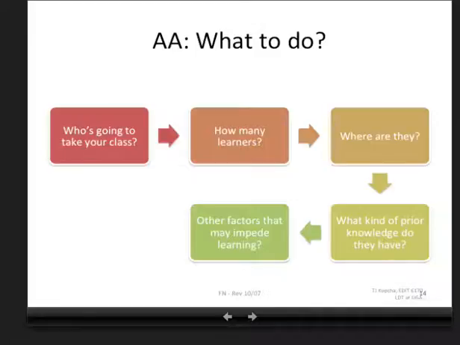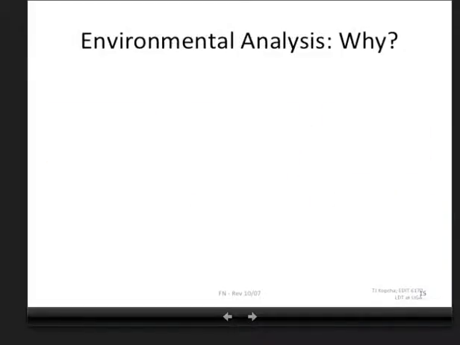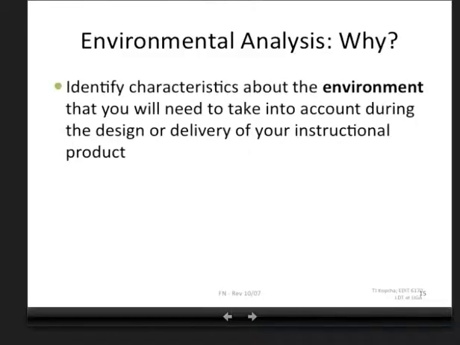So not only can your audience tell you what they think a problem might be, you also need to know a lot about who they are and what their demographics look like so that you can develop your instruction properly. Same thing with the environment. The environment can tell you what the root of a problem is, but you also have to look at the environment to figure out what you can and can't do with your instruction. You need to identify the characteristics of an environment that you need to account for when you're designing and delivering your instructional product. I'm going to give you a classic example, and I've seen this quite a few times.